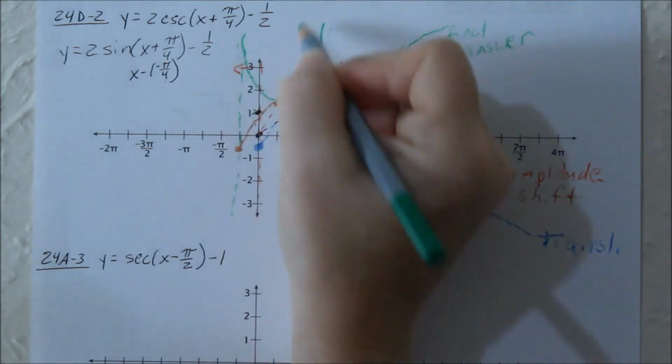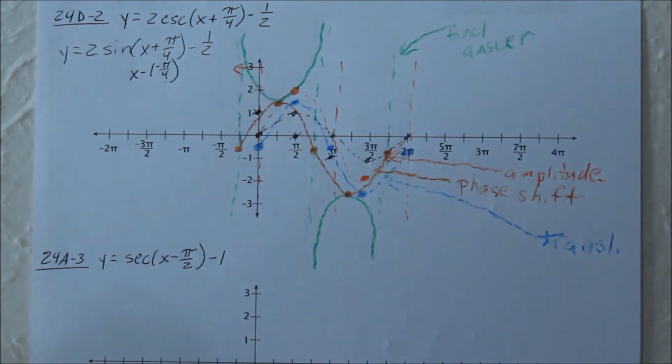Just have to remember at the end to actually draw the cosecant or secant graph, because the goal is to not graph sine and cosine. We just use sine and cosine to help us get to the cosecant or secant.